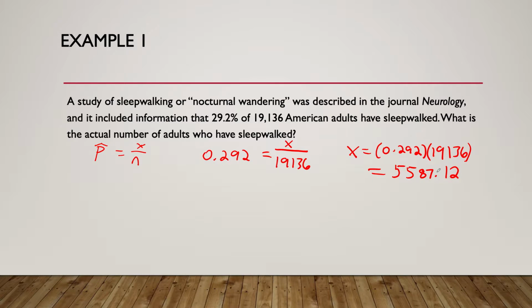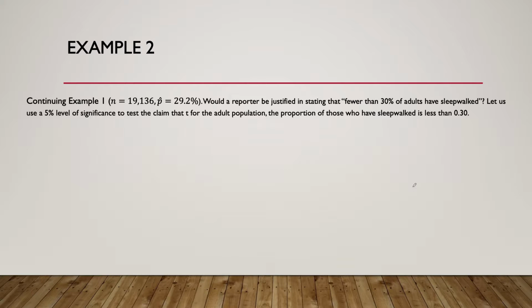But because we are looking at the number of successes, you can't really have a decimal amount of people. So we would then round this up to be 5,588 people in this particular case. For example number 2, if we continue this example, so n being 19,136, p hat 29.2%, would a reporter be justified in stating that fewer than 30% of adults have sleepwalked?